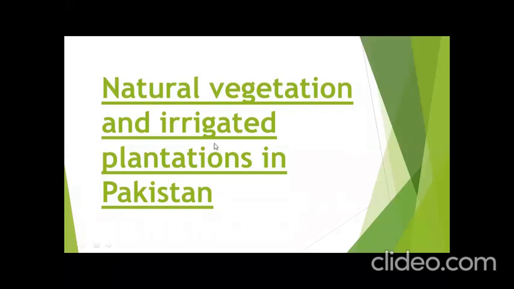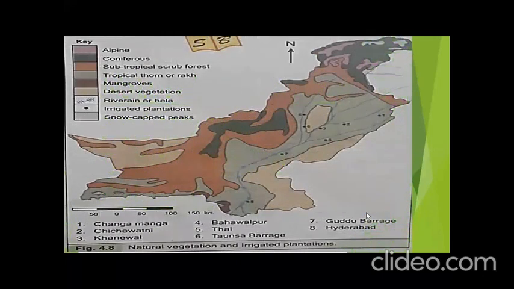Natural vegetation and irrigated plantations in Pakistan. Observing the map, we can see that forests in Pakistan range from alpine forest in the extreme north to mangrove vegetation in the south. Did you know that alpine forests are found above the tree line at 4,000 meters in the districts of Chitral, Dir, Swat, Shangla, Kohistan, and Gilgit-Baltistan?